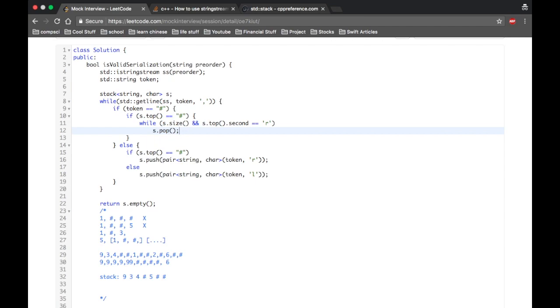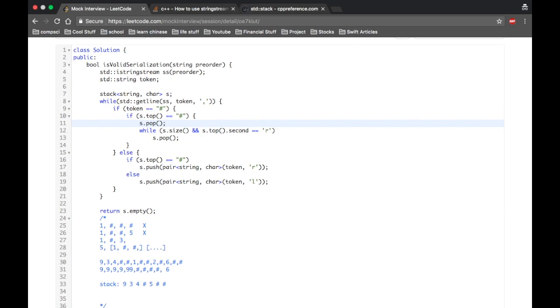I feel like I'm missing something. Okay, well, if my token is a hash and then the one before me is a hash, then I also want to pop the one that's before me. This does no error checking though. So what if there's 3 hashes?